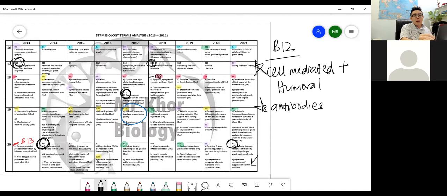Then after that, 2014, antibodies. So top of the list, no matter what, is cell-mediated and humoral, then antibodies. Are you able to explain the structure of antibodies? Are you able to list down the types of antibodies? Where do we find the 5 types? Immunoglobulin G, M, A, D, E.